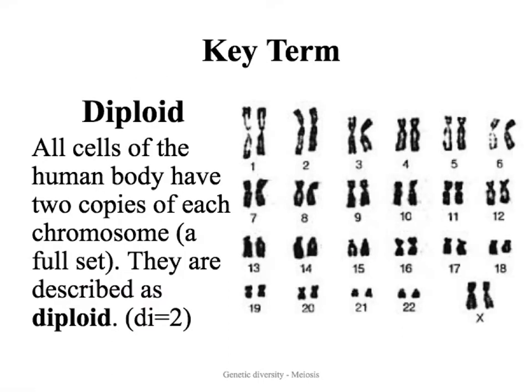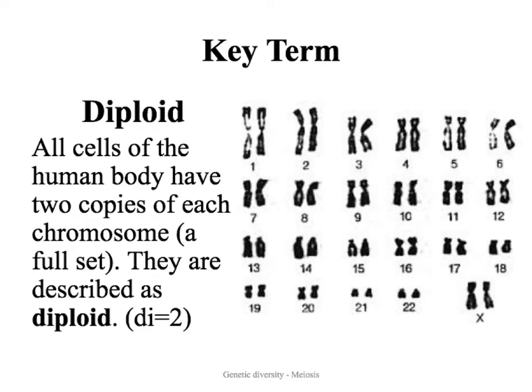Really important terms are diploid and haploid. So here you can see the karyotype of a human. So you've got 23 pairs of chromosomes. So you've got 22 autosomes, and you've got one pair of sex chromosomes here. So this individual will be female, you've got two X chromosomes.